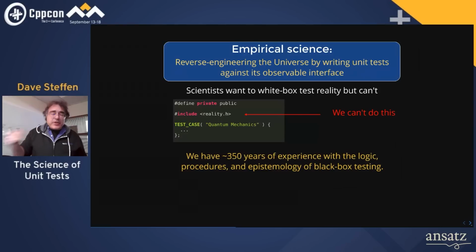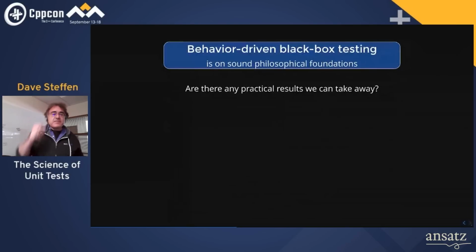So what we do instead, and have been doing for the past 350 years or so, is developing experience with the logic, procedures, and epistemology, that is the philosophy of what do we know and don't know and how do we know it, of black box testing. That's what empirical science really is. So the first result is that behavior-driven black box testing is on sound philosophical foundations. Thank goodness for that. I'm sure many of you out there were losing sleep at night worrying about this. Now we can actually get some sleep. No one else worries about this.